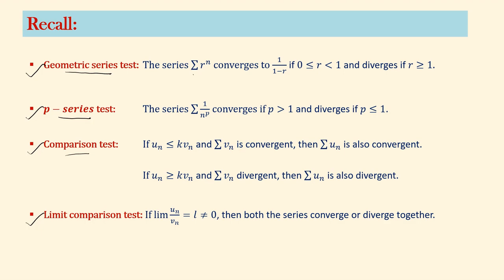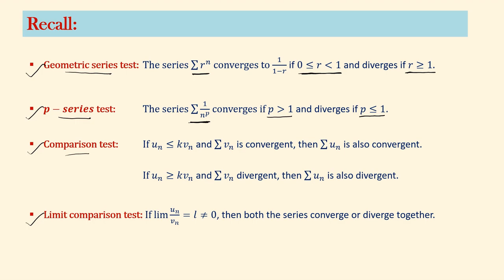So what is the geometric series test? Summation r power n converges if 0 is less than or equal to r less than 1 and diverges if r is greater than or equal to 1. The series summation 1 by n power p, called the p series, converges if p is greater than 1 and diverges if p is less than or equal to 1.